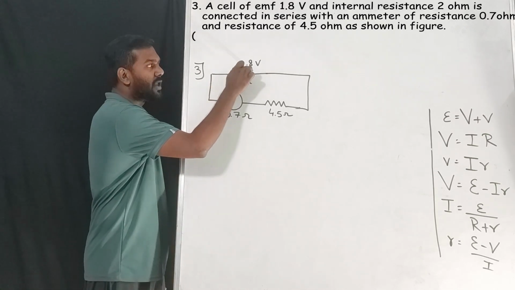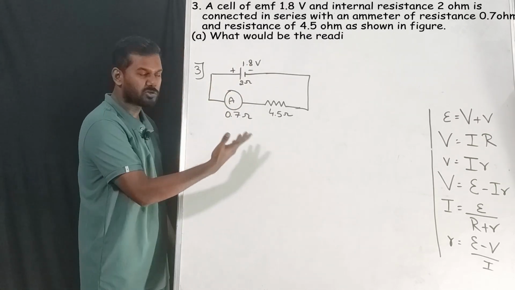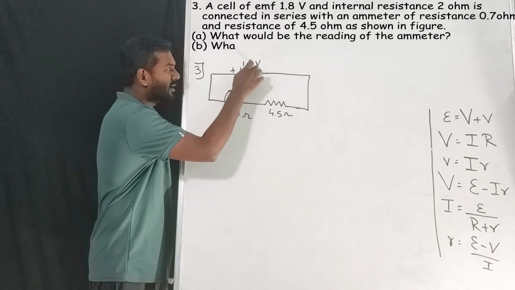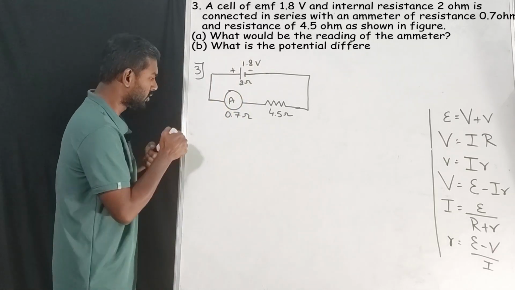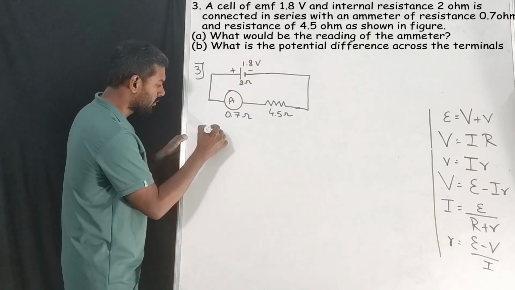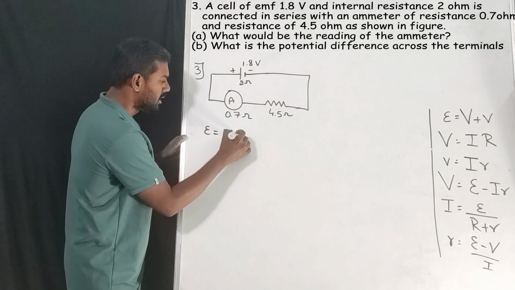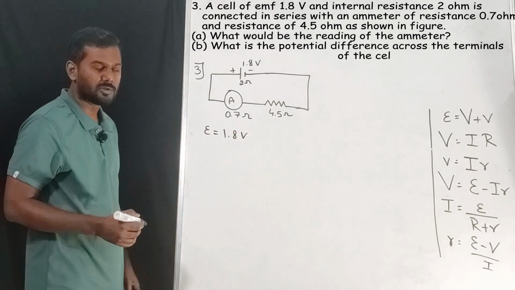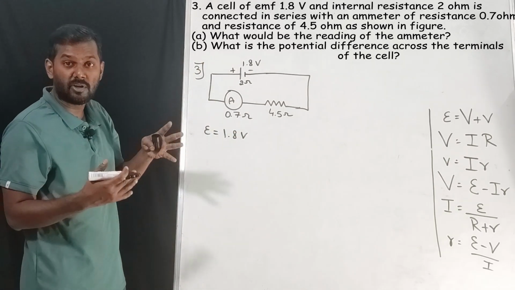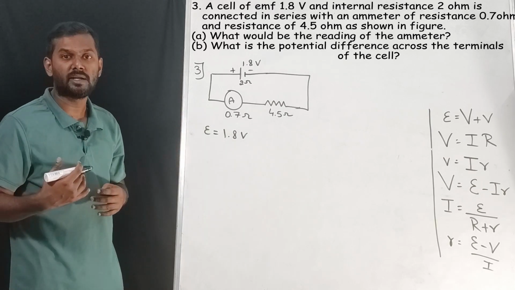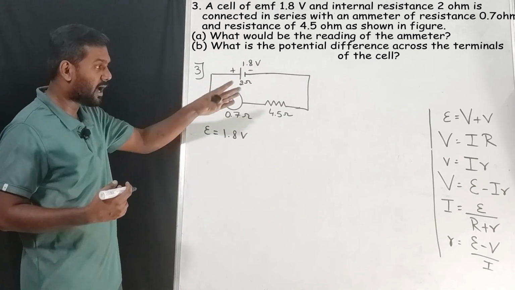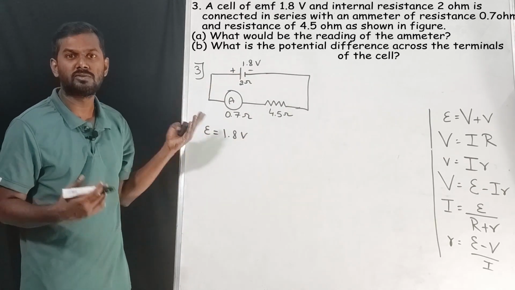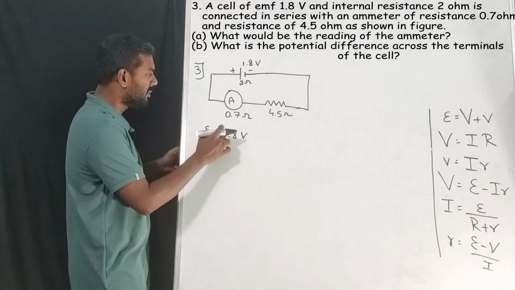See, what is this value? In the first video, first question only, I told you the battery voltage is nothing but EMF. So EMF is nothing but battery voltage. So that is 1.8 V. So in the figure only we have to get the data. If you can get the data, then just by substituting the values you get the answer. That's it. So EMF is done.